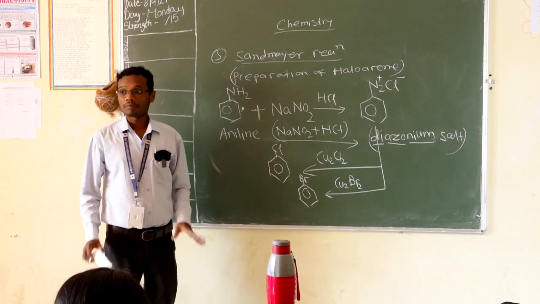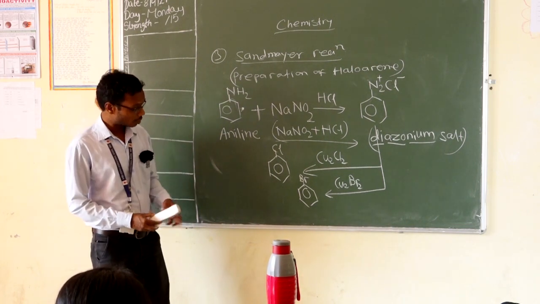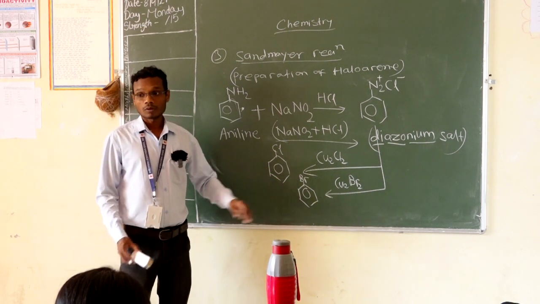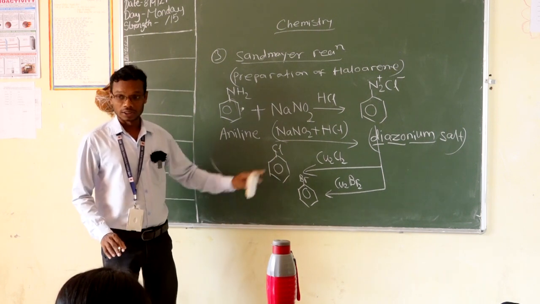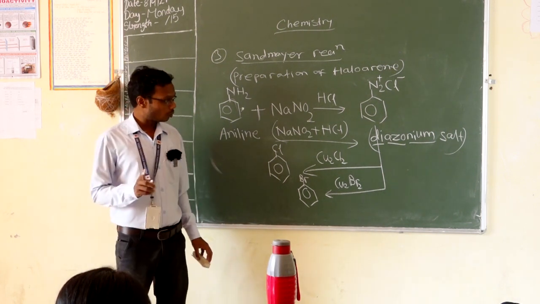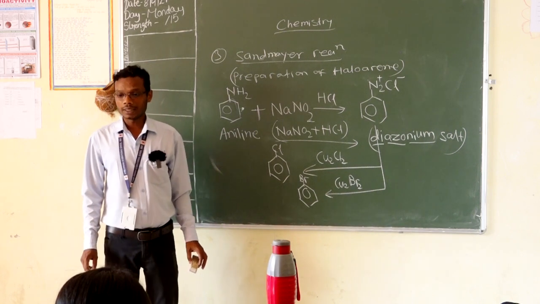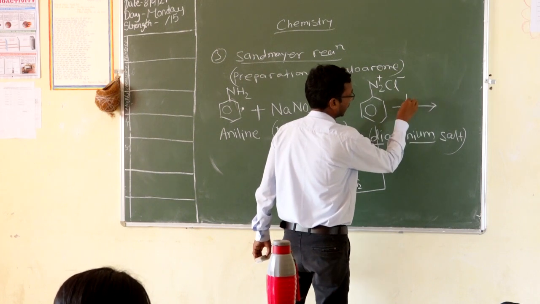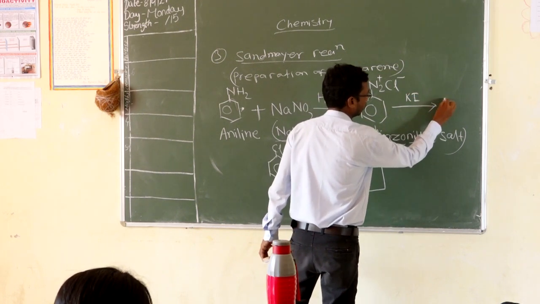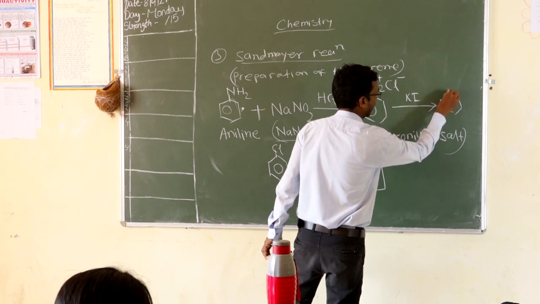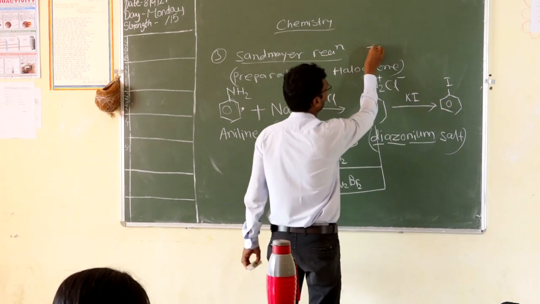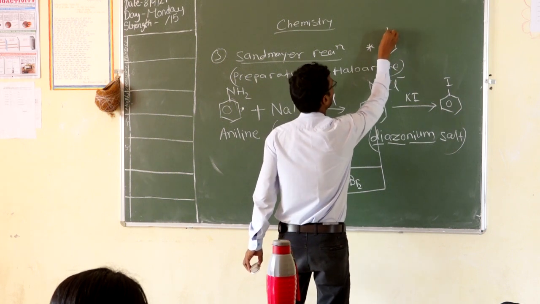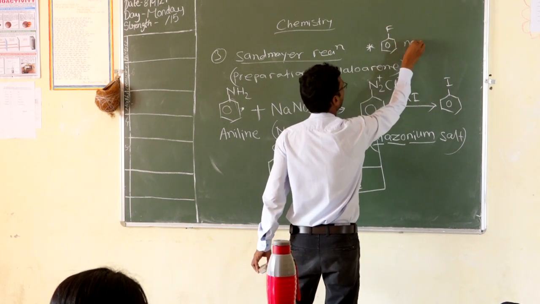Preparation of chlorobenzene and bromobenzene is possible, but preparation of fluorobenzene is not possible. If you want to prepare iodobenzene, then you have to use potassium iodide, KI. Then the product will be iodobenzene. Important: fluorobenzene is not possible.